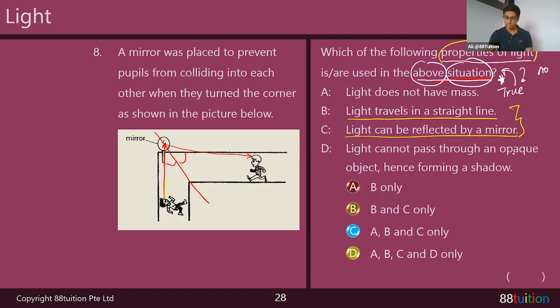Light cannot pass through an opaque object, hence forming a shadow. Yes, this is true also, but does it apply here? No. So therefore, only B and C apply to this situation, where light travels in a straight line. Therefore, we put a mirror where both lights can travel in a straight line from their eyes to meet the mirror. And also, we use the concept that a mirror can help to reflect light. So B and C are the properties we talk about in this question, although all four of them are true. This is a very, very difficult question.